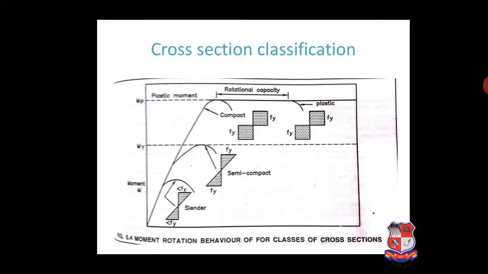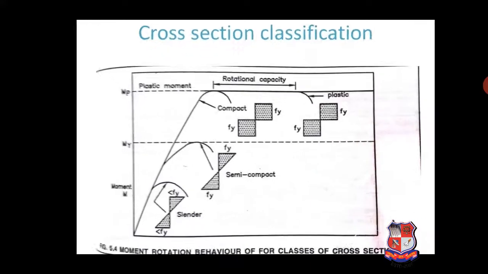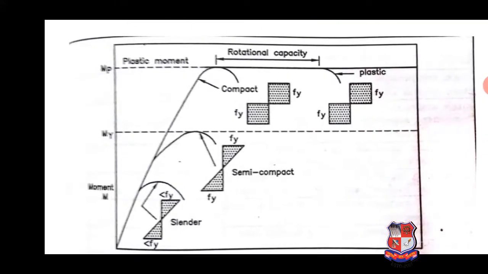Next, cross section classification. As per IS 800:2007, cross sections are placed into 4 behavior classes depending upon the material yield strength, the width to thickness ratio of individual components like flange and web within the cross section, and the loading arrangement. So the 4 classes of section are defined as follows. You can see in this figure: slender, semi-compact, compact and plastic.